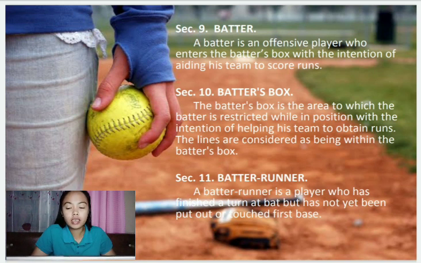The batter's box is yan na yung area na kung saan yung batter is restricted while in position with the intention of helping his team to obtain runs. So, the lines are considered as being within the batter's box. Next section is section 11, the batter runner. So, ang batter runner is yan na yung player na kung saan has finished his turn at bat, but has not yet been put out or touched first base.